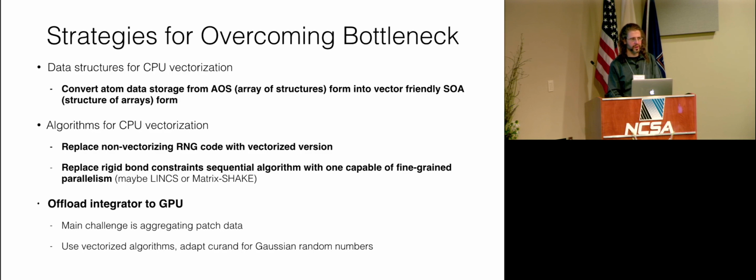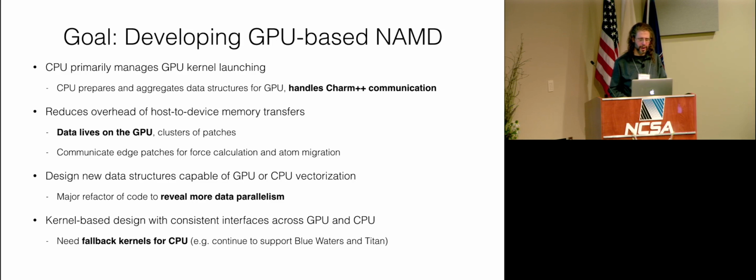All this work is being done towards being able to offload the integrator to the GPU. The main challenge here is still aggregating the patch data and then using appropriate vectorized algorithms, and maybe even adapting the cuRAND library from NVIDIA for the Gaussian random numbers. However, the big goal that we're looking at is to develop a GPU-based NAMD.